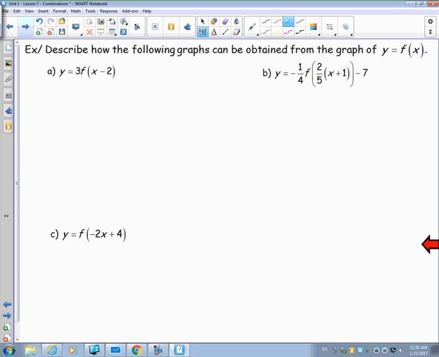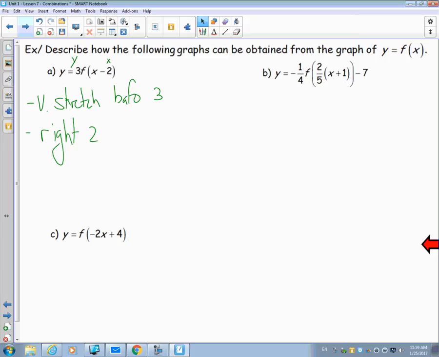So all I want to do in these questions is describe, talk about what's going on. So I'm going to label some things. Outside the bracket, that's a y. Inside the bracket, that's an x. A 3 outside in front, that's a vertical stretch by a factor of 3. Inside the bracket's an x. X's do the opposite. It says subtract 2, so I need to add 2. That moves things to the right. There's my 2 descriptors.